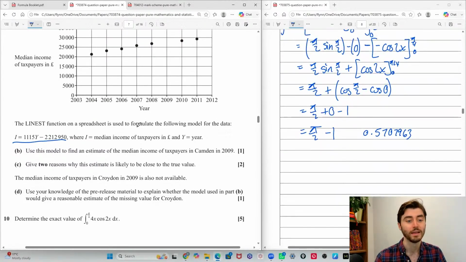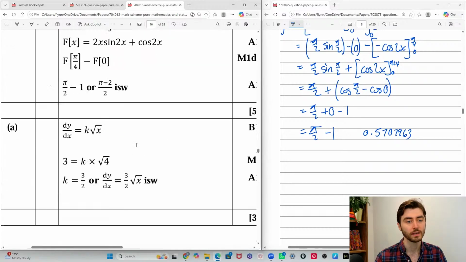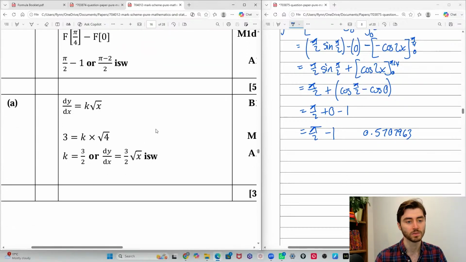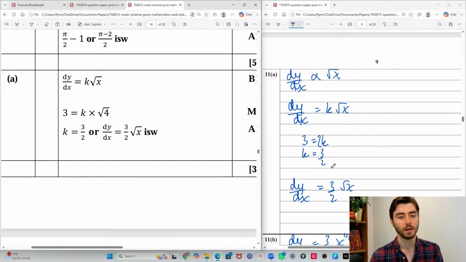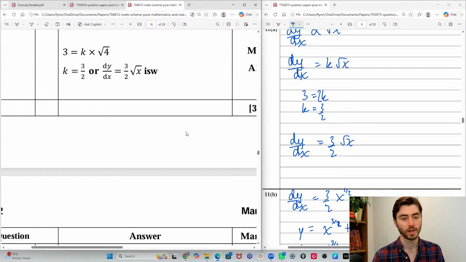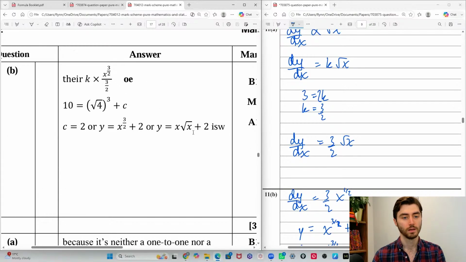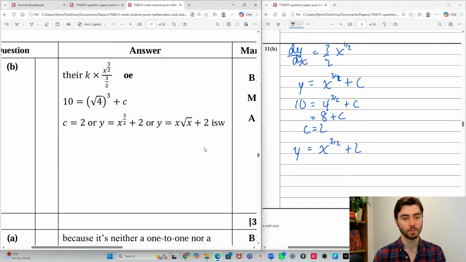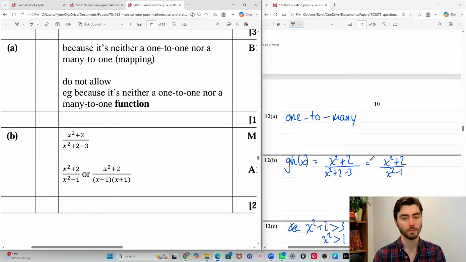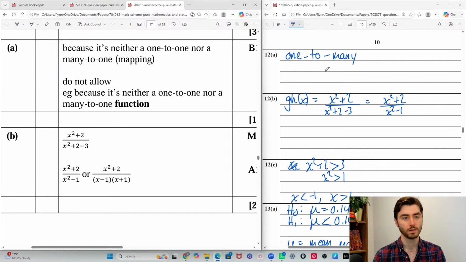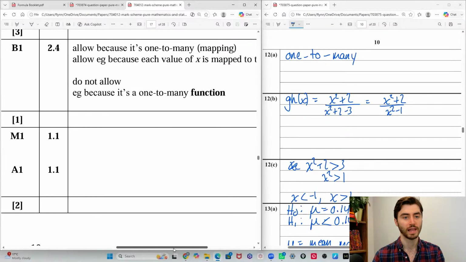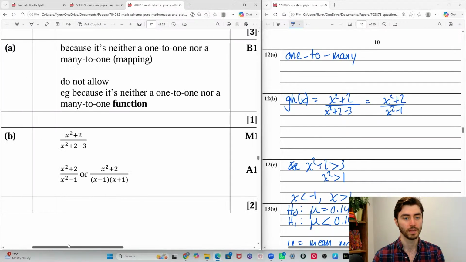Sorry about that. 10. Yeah, you get your pi over 2 minus 1. 3 over 2 root x. x is 3 over 2 plus 2. It's neither of those. It's a one-to-many, which means it's not. Surely you include the variant. Allow, because it's a one-to-many mapping. Yeah.